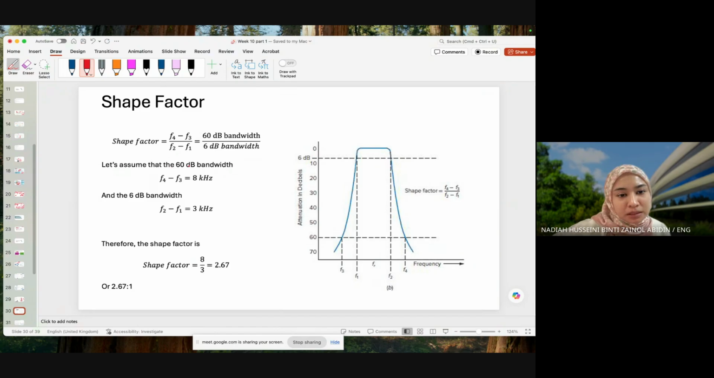Okay, let's assume that the 60 dB bandwidth is 8 kilohertz. This guy is 8 kilohertz.